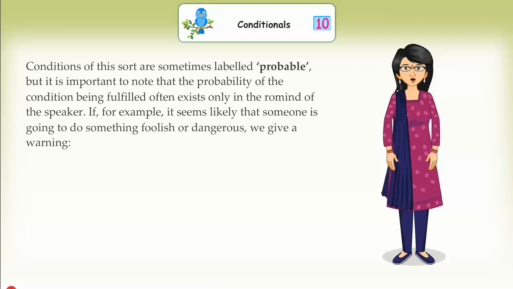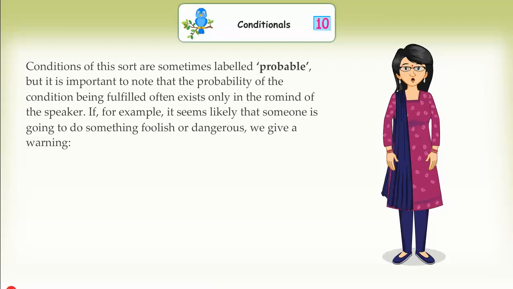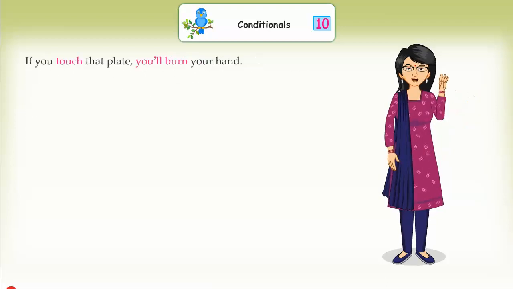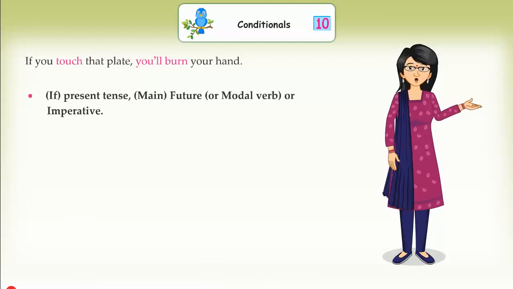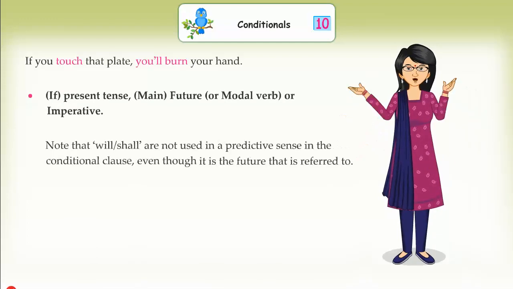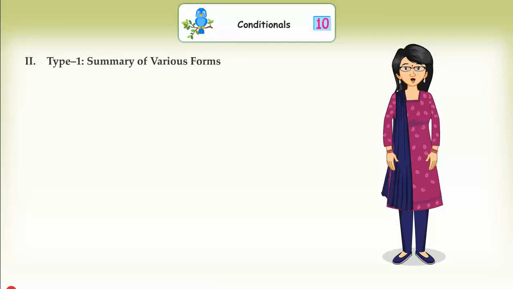If, for example, it seems likely that someone is going to do something foolish or dangerous, we give a warning. If you touch that plate, you will burn your hand. If present tense, main clause future or modal verb or imperative. Note that will, shall are not used in a predictive sense in the conditional clause, even though it is the future that is referred to. Second, type 1, summary of various forms.